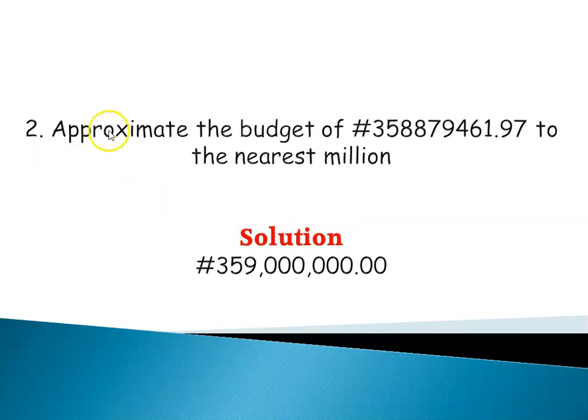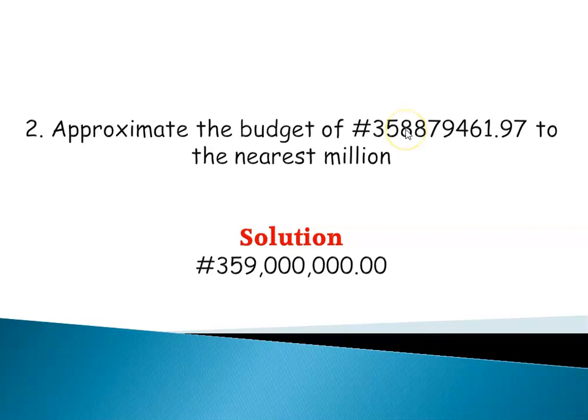The next question says approximate the budget of 358879461.97 to the nearest million. Alright, to do this, we need to know the place value for each of those numbers, isn't it? Alright, so this is your tens, this is your hundreds, this is your units, tens, hundred, thousand, tens of thousand. Is that okay? Hundred of thousand. And then this is your million.